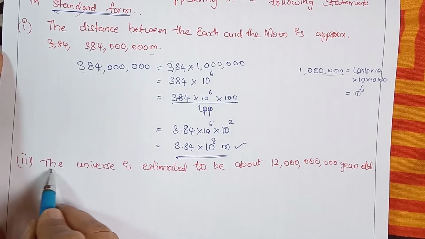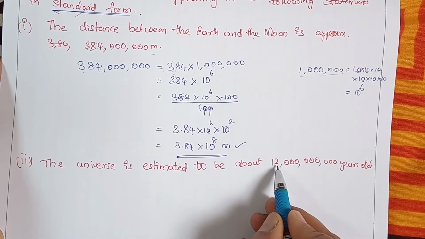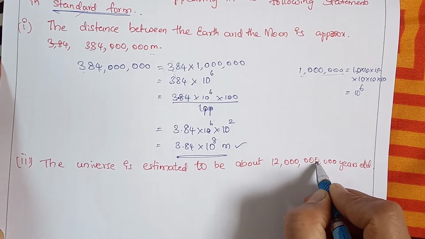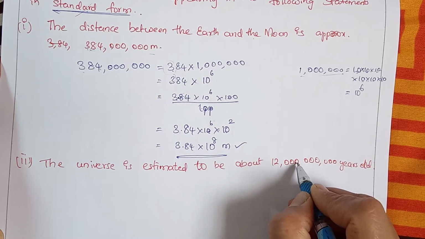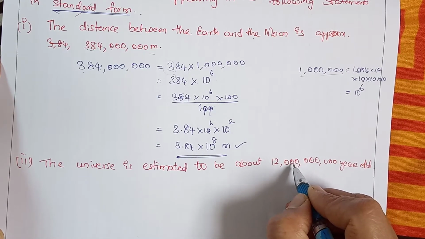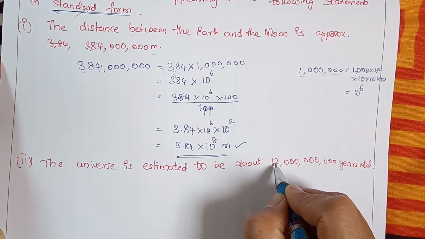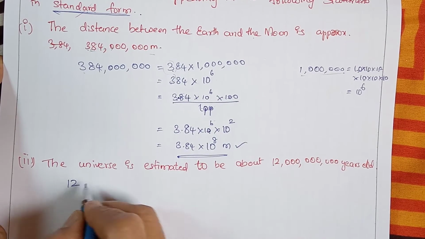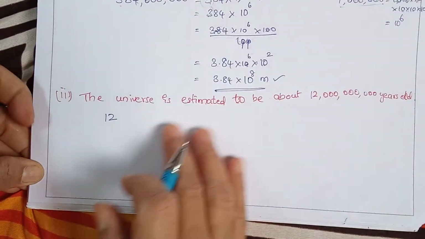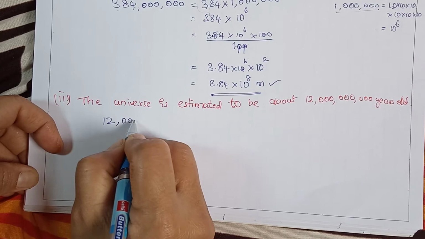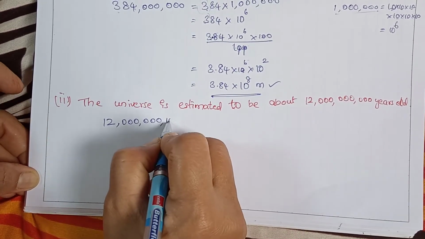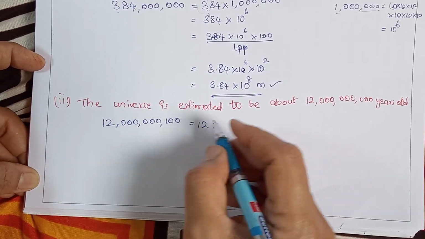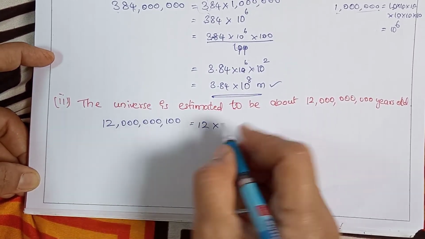Yes, children. Second question. The universe is estimated to be about 12 billion. Units, tens, hundreds, thousand, 10,000, 100,000, million, 10 million, 100 million, billion, 10 billion. So 12 billion. I'm just rewriting the question. 12 billion. First of all, what we have to do, 12 you write separately and the remaining billion you write.